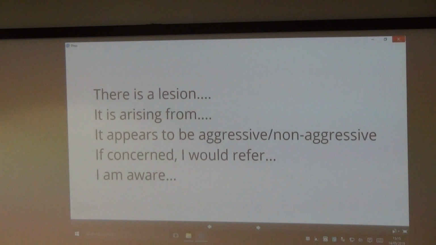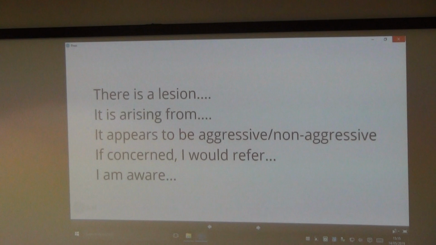So the language that we tend to say is, there is a lesion, it is arising from, it appears to be, and if concerned, I refer to a specialist MDT. I'm aware the principles of management include a diagnostic triangle that consists of a biopsy if warranted, and then specialist management of an MDT. Should a diagnosis of malignancy be made, then I would stage that disease locally, as well as distantly. Local staging consists of... so you kind of get the pitter-patter.